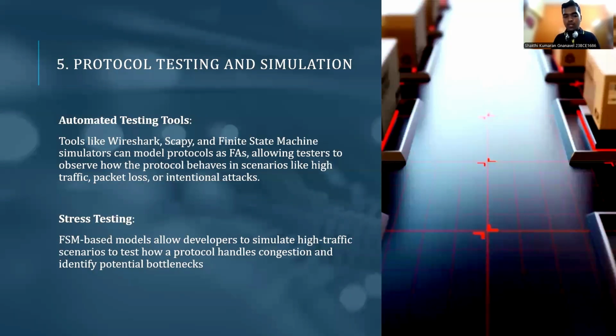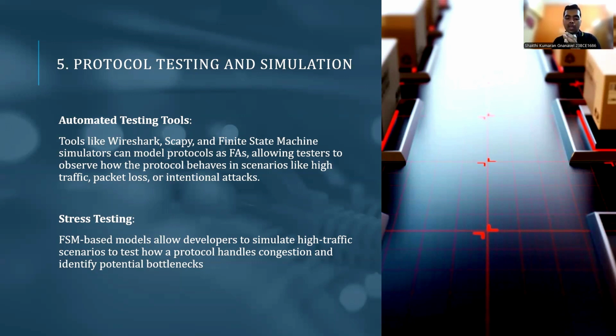Next is protocol testing and simulation. Finite automata make it easier to test protocols under simulated conditions, allowing developers to observe how the protocol responds to different inputs and states. Automated testing, for that we have two methods: automated testing tools and stress testing. Automated testing tools like Wireshark and finite state machine simulators can model protocols as FAs, allowing testers to observe how the protocol behaves in scenarios like high traffic, packet loss, or intentional attacks. This helps identify vulnerabilities and areas for improvement before the protocol is deployed.